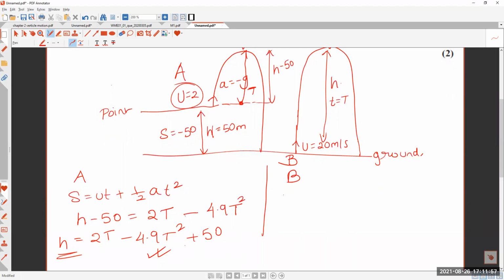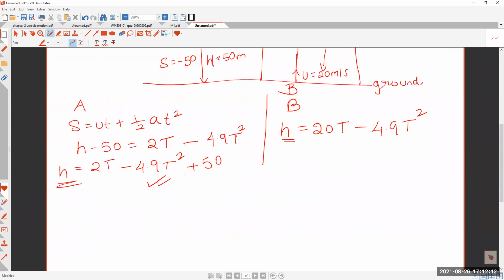Same here. S equals UT plus half AT square. S is h. U is 20. So 20T minus again 4.9 T square, nothing else here. This is h, and this is also h. Can I combine both of them with a simultaneous equation? 2T minus 4.9 T square plus 50 is equal to 20T minus 4.9 T square. The 4.9 T square terms cancel, since there is an equal to sign.